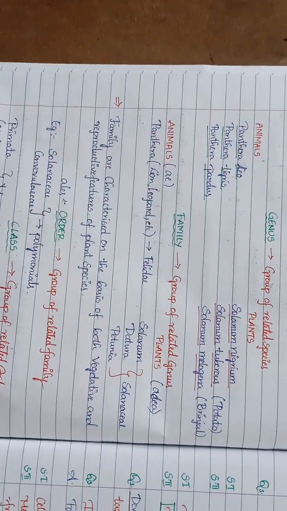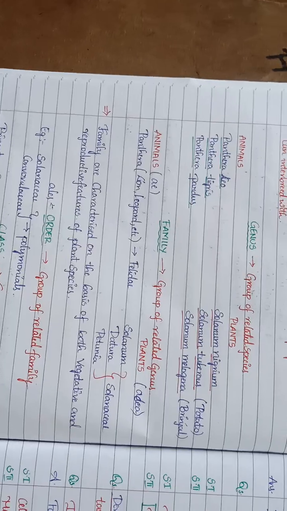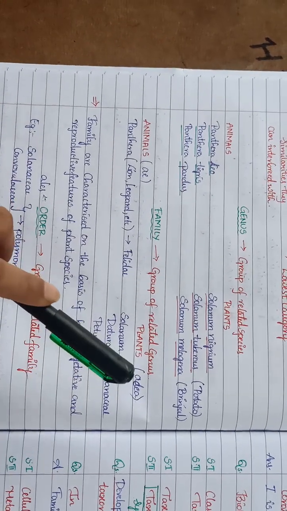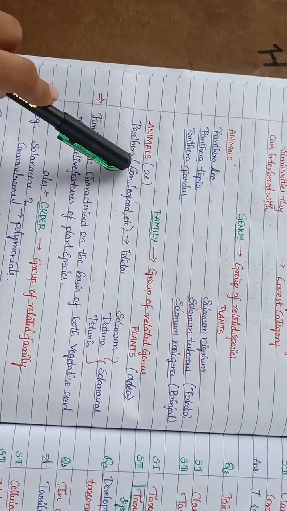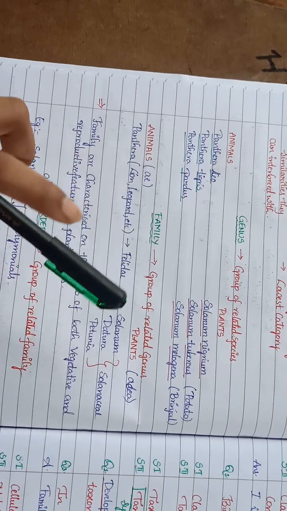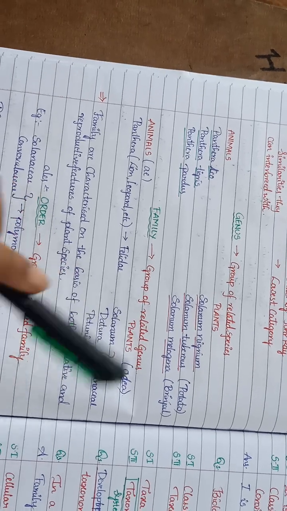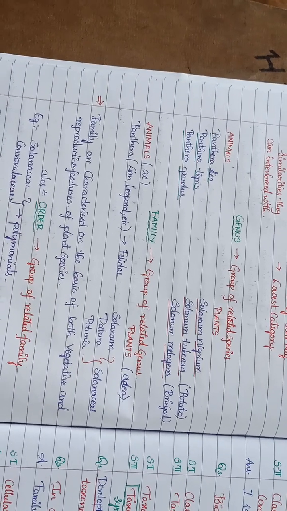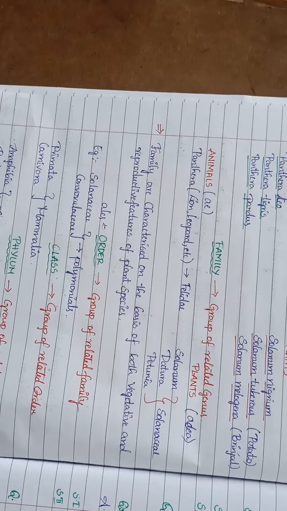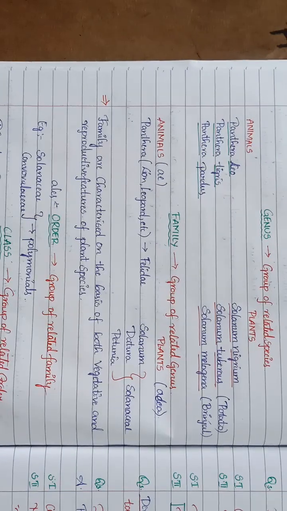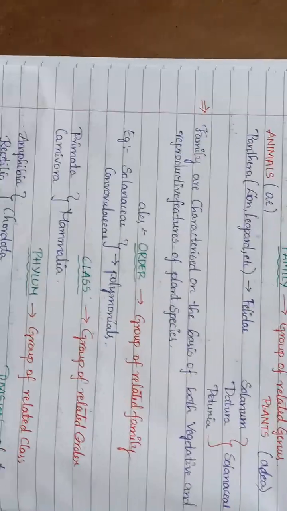Now coming to family. What is family? A group of related genera is known as a family. Animal family names end with -idae, whereas plant family names end with -aceae. Panthera, lion, leopard, all belong to Felidae. And plants like Solanum, Datura, Petunia all belong to Solanaceae. Families are categorized on the basis of both vegetative and reproductive features of a plant species, right? Hope you understood.